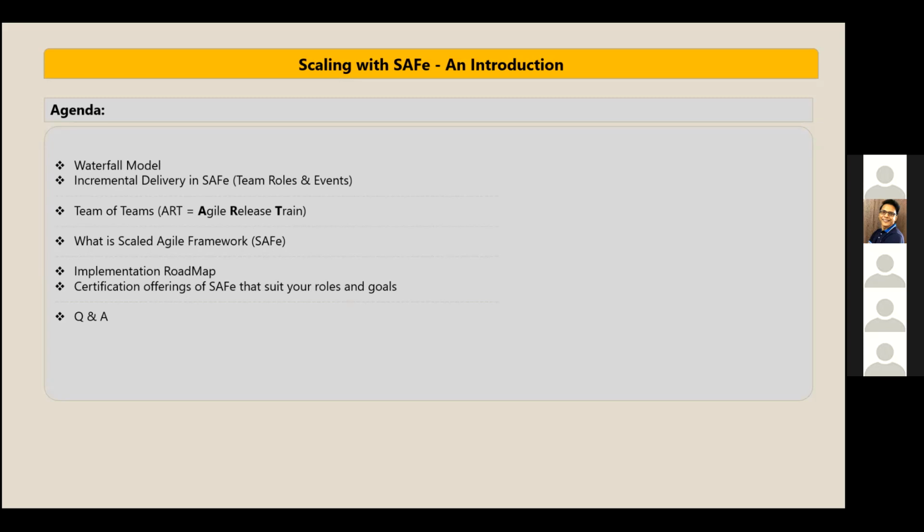If you want to kickstart SAFe implementation in your organization from scratch, what is the recommended way that SAFe proposes that you take? Of course, there are no hard and fast rules because SAFe does not have hard and fast rules. It's a framework, it's a knowledge base, and it's open for interpretation, and you can use it however it suits best for your context.